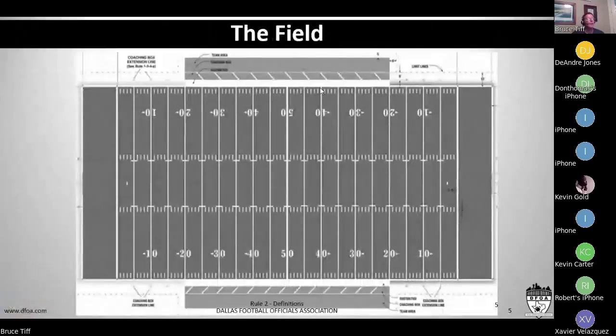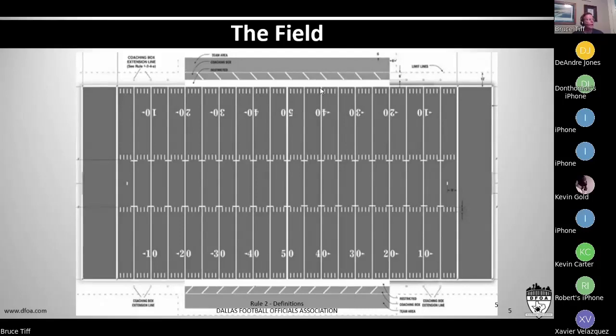Now, let's talk about the field. The nice thing about being new officials is that any rules changes that have happened, you're not going to have to unlearn the previous rules and learn the new rules. For example, one of the changes this year was the playing area got extended from the 20 to the 20. It used to be 25 to the 25. So you'll see this is updated to reflect the latest NCAA rules.